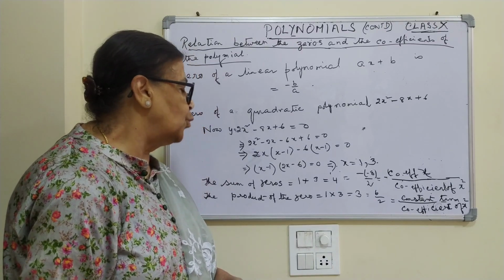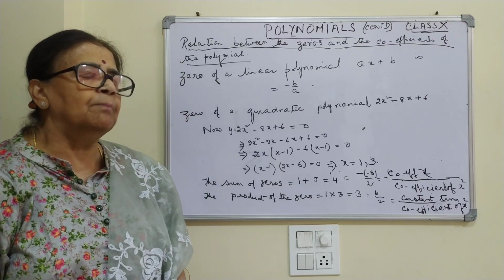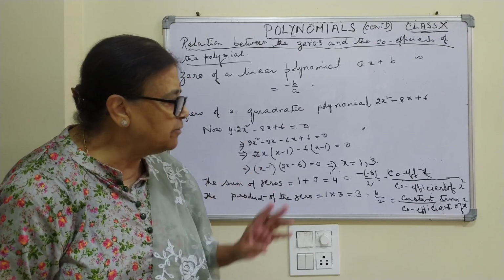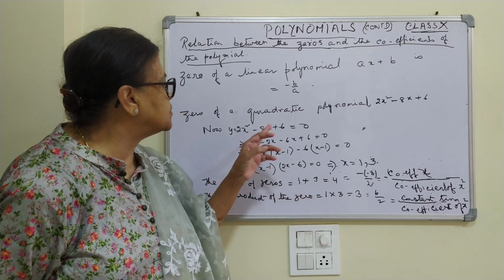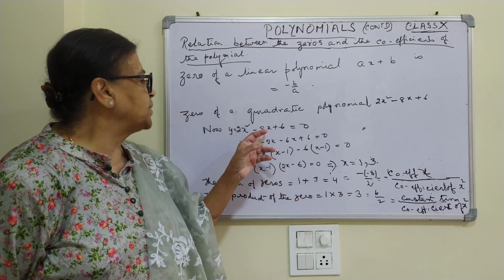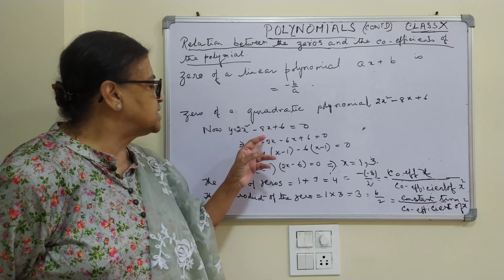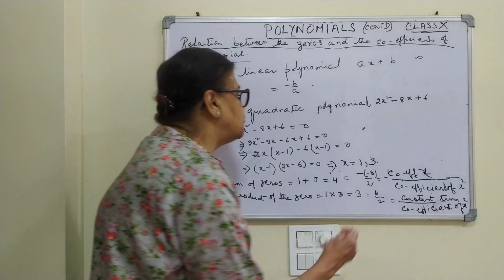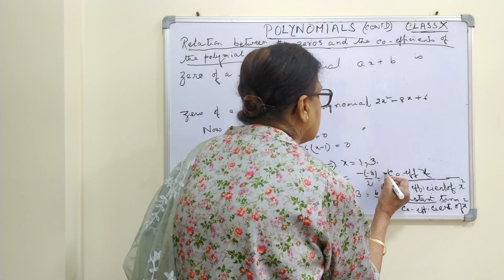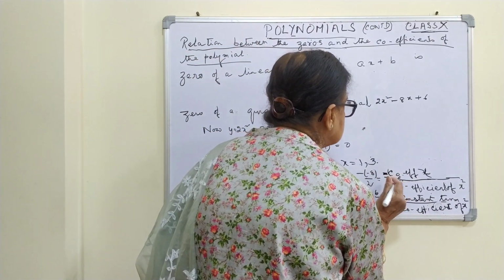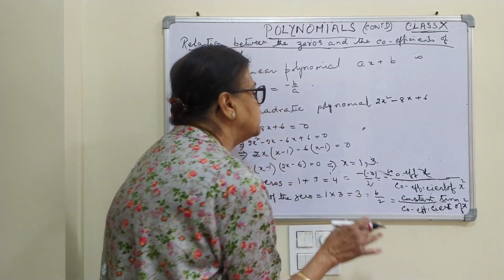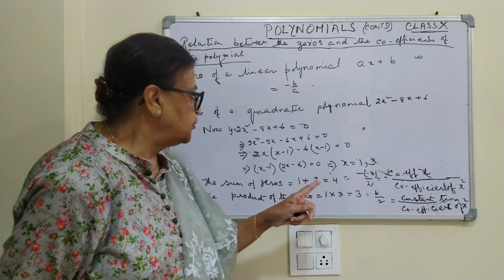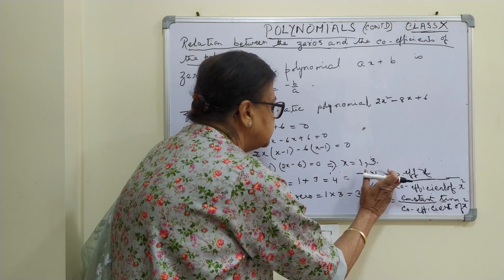The sum of the zeros is 1 plus 3 by 2, which is 5 by 2. Here the sum can be written as minus of minus 8 divided by 2. Why have I written minus of minus 8? Because my coefficient of x is minus 8. So that means the sum is minus of the coefficient of x divided by the coefficient of x square.